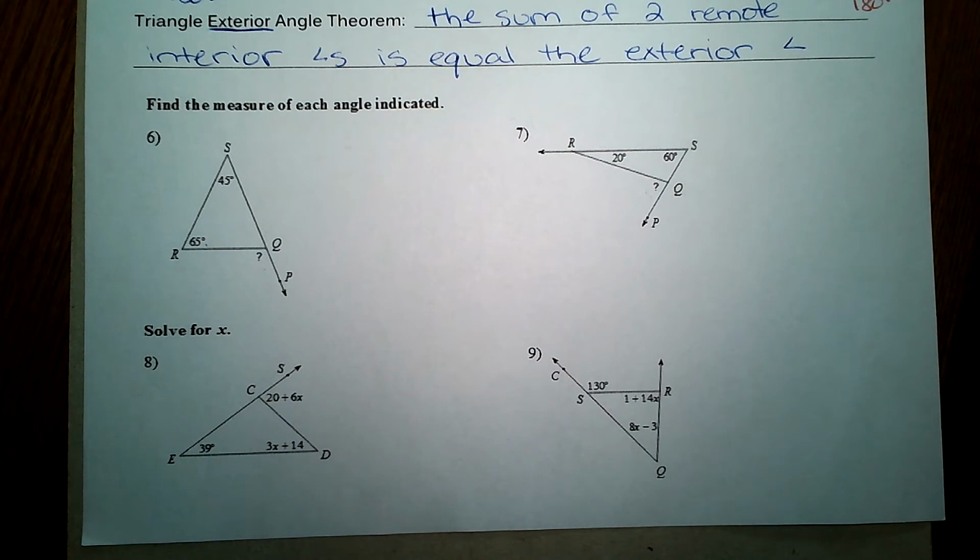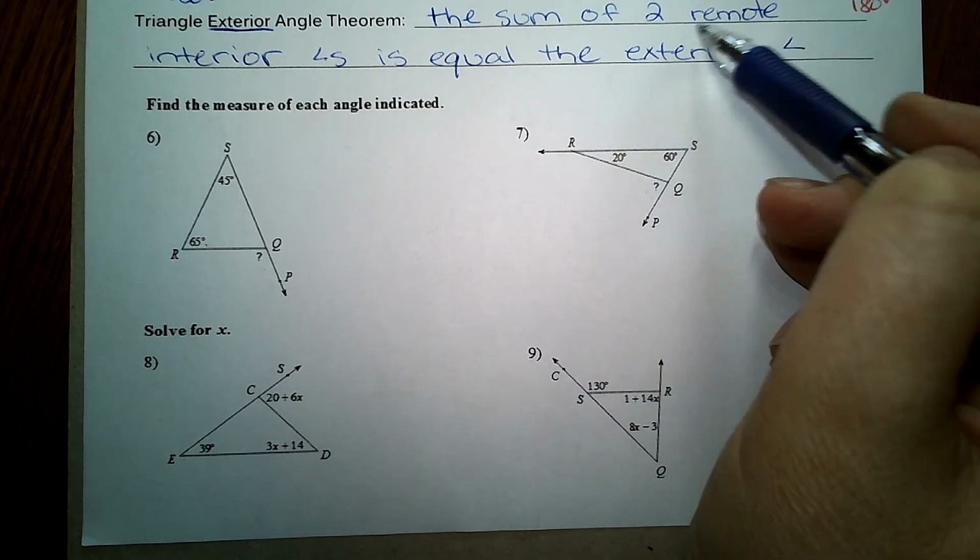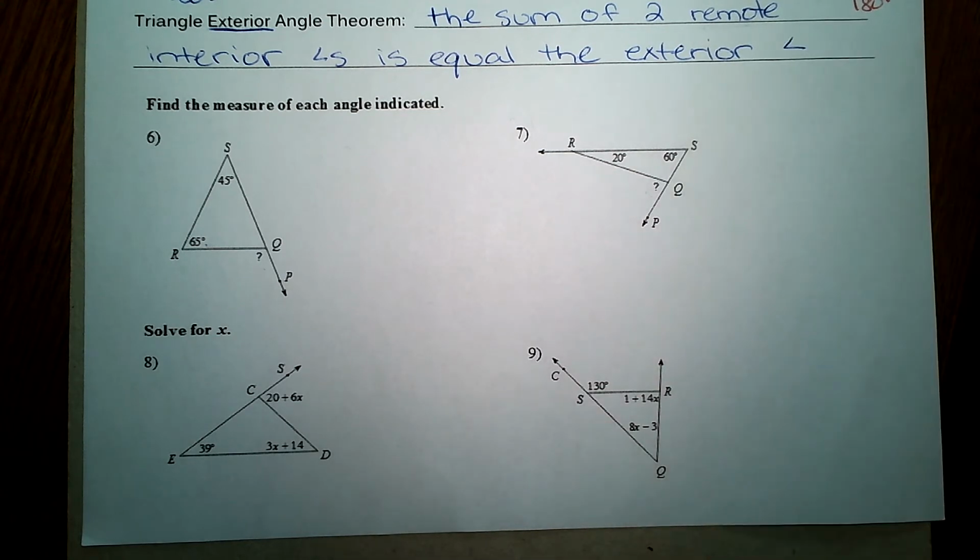All right, jot that down a second and then let's talk about it. The sum of 2 remote interior angles is equal to the exterior angle. Now, when I say remote interior, that's a funky word, not like the remote control, but remote means far away, not connected to. We could also say non-adjacent. So the sum of 2 remote interior angles is equal to the exterior angle.